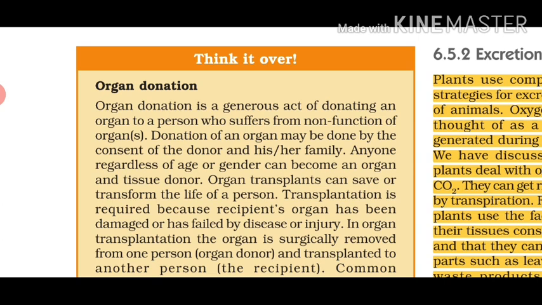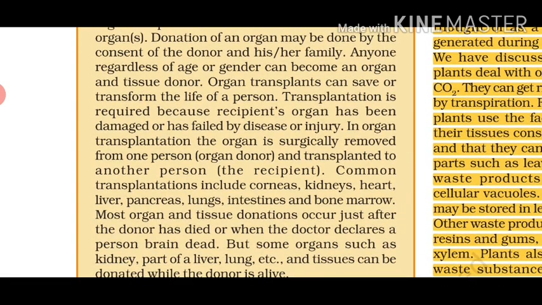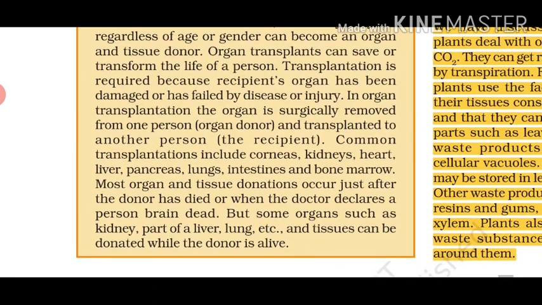Transplantation is required because recipient's organ has been damaged or failed due to disease or injury. In organ transplantation, the organ is removed from one person, that is organ donor, and transplanted to another person, that is the recipient. Kidneys, heart, liver, pancreas, lungs, intestines, bone marrow, and cornea can be transplanted, and these generally occur after death, but some portions can be donated when you are alive.